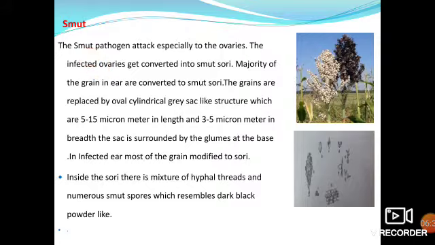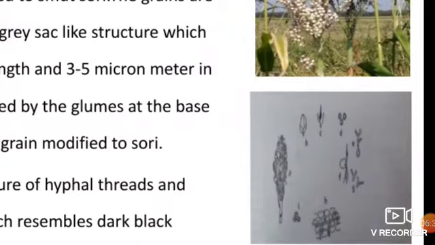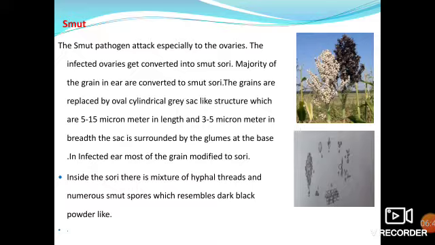Smut disease. Here the whole grain is converted into sorus. See here, these are the stages in which the whole grain is converted into sorus. Actually, this sorus looks like the seeds of jowar, but it is not seed.